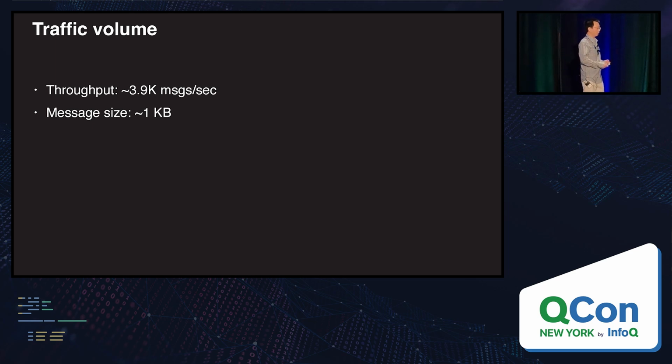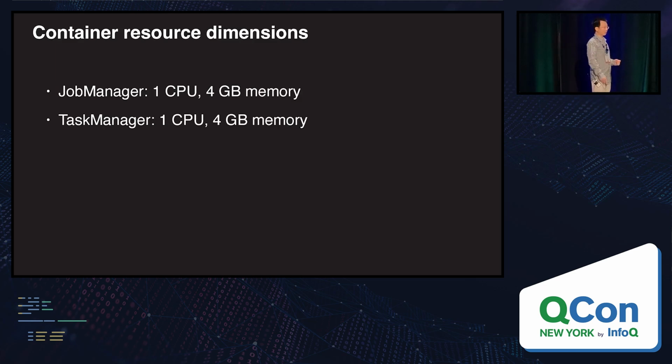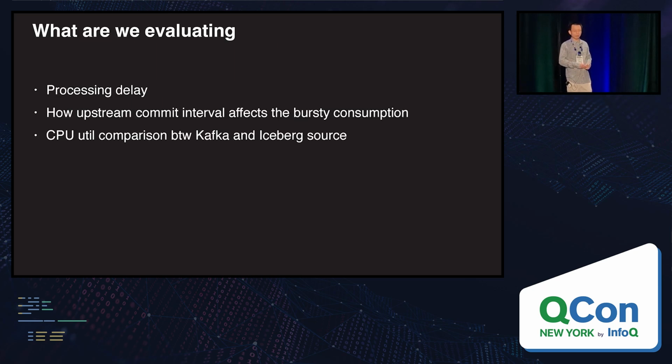The traffic volume is about 4,000 messages per second, and each message is about 1 kilobyte. The task manager container has 1 CPU and 4 GB memory, so it's a small test setup. What are we evaluating? First, we want to look at the read latency of the Iceberg streaming source, because for streaming jobs, latency matters. We want to understand that.